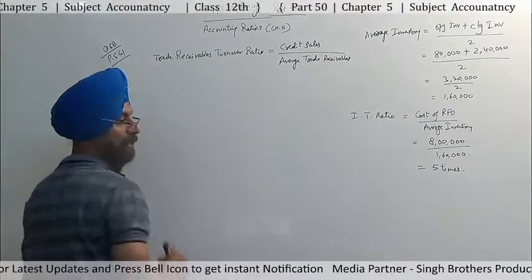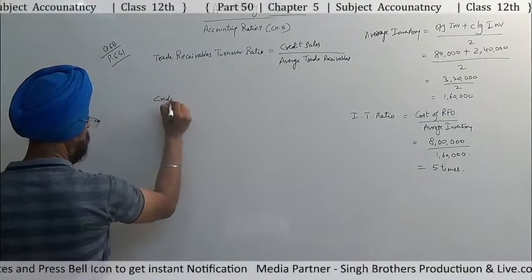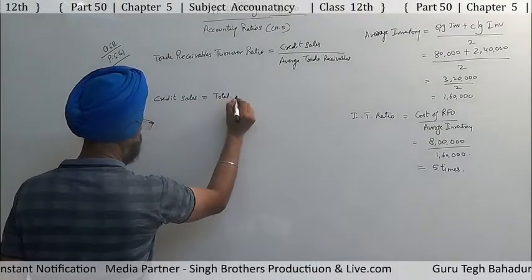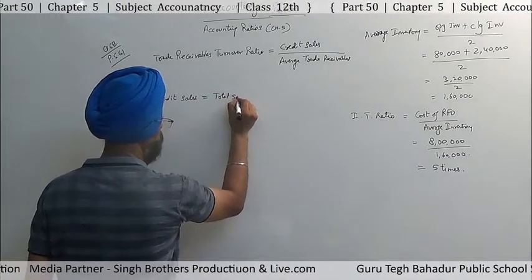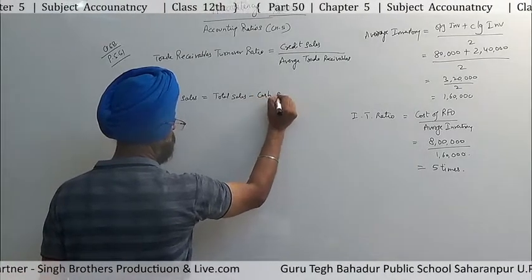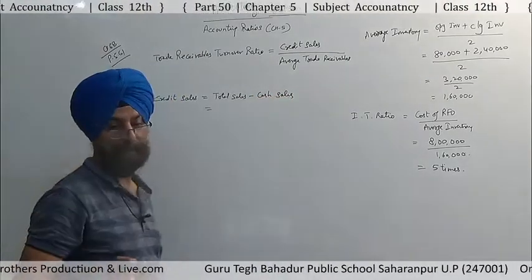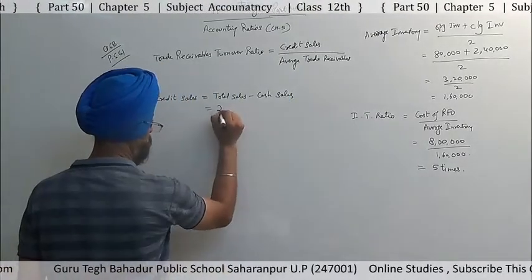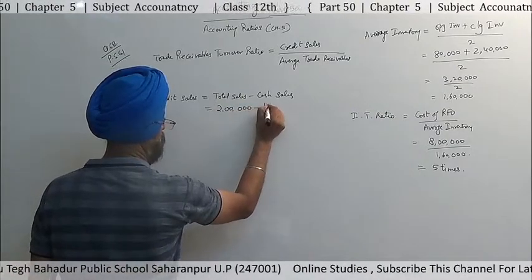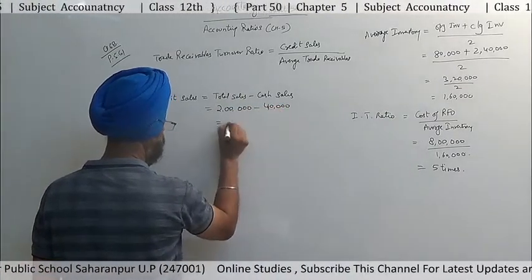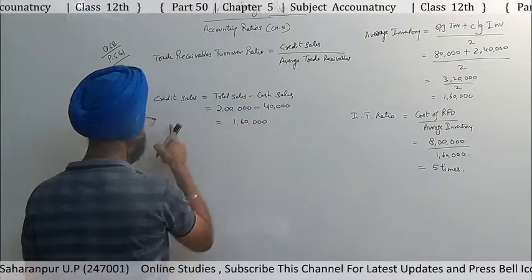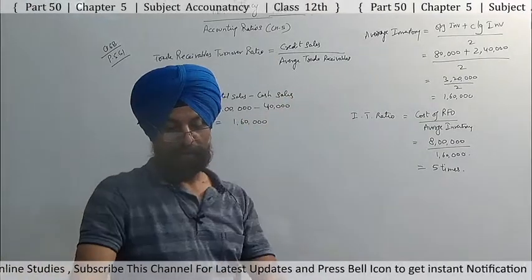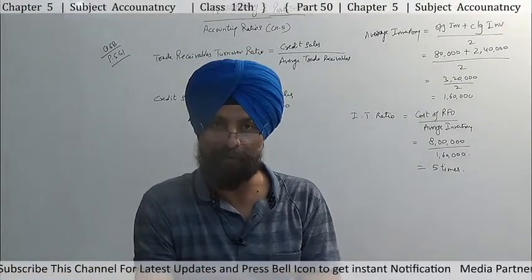Now see credit sales. How we find credit sales, students? Total sales and cash sales is given. So subtract cash sales from total sales. Cash sale is 40,000 and total sales is 2 lakh. Subtract this, we get 1,60,000 as credit sales.